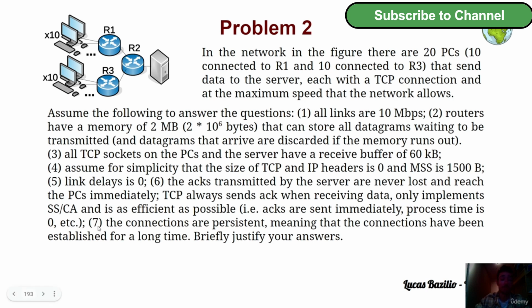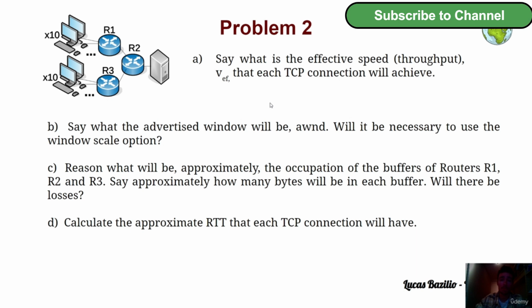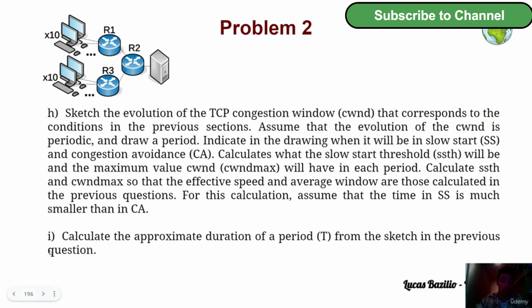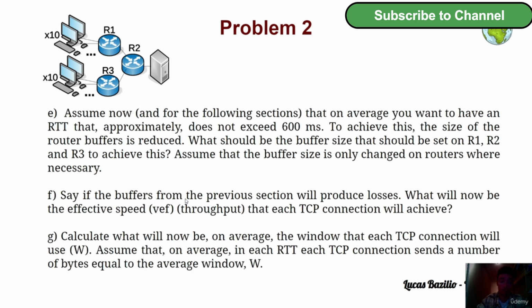And finally, the last assumption, assumption 7: the connections are persistent, meaning that the connections have been established for a long time. Given all of these assumptions, which we need to assume to answer the following questions, we also need to justify our answers. In this problem 2, we have a collection of questions from question A until question G, together with H and I.